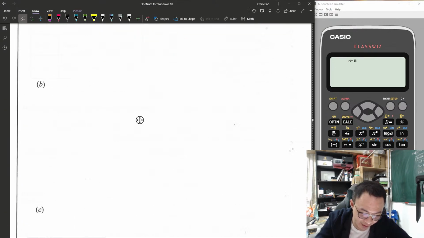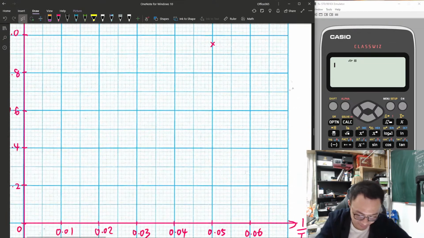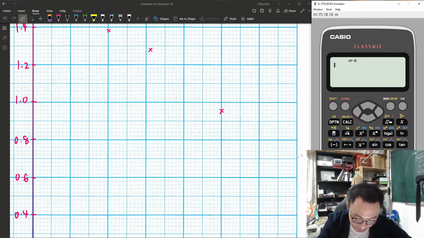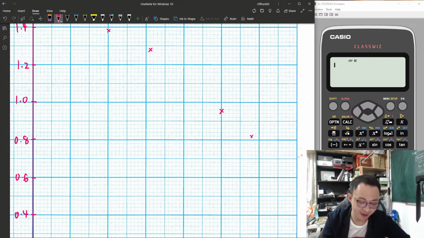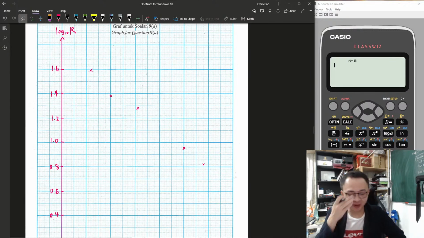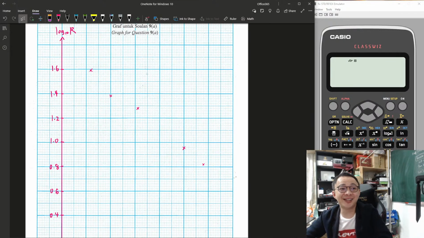0.058 and 0.82. 0.82 will be here, I guess. Okay, nice. Okay, so you can see one point is a little bit weird, but I don't really care. I will just best fit it.